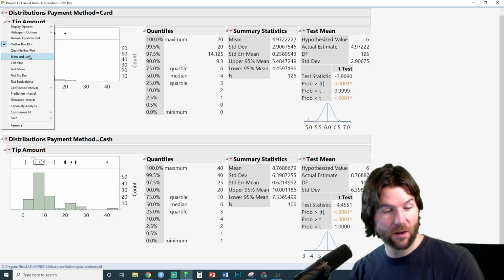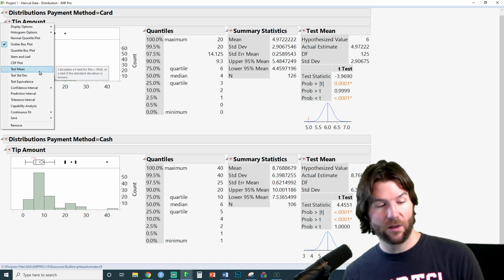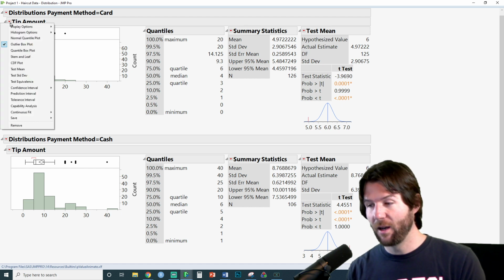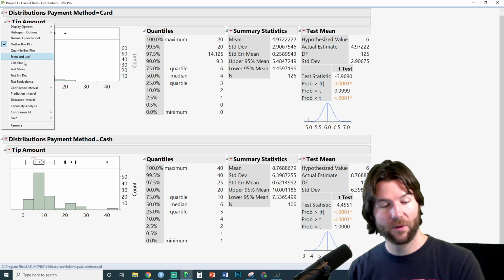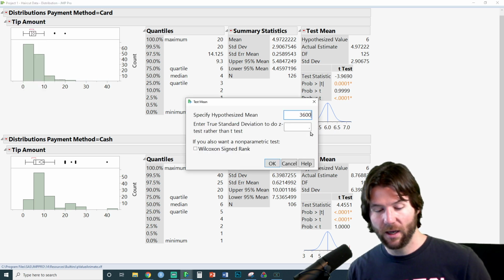You go to here and you go to test mean. So you go right here, just to the second arrow. Under the second arrow right here, and the project says use 3600. Bingo, you got it. Test mean. You're awesome, Jeff. And then you go to 3600, and then you click OK.